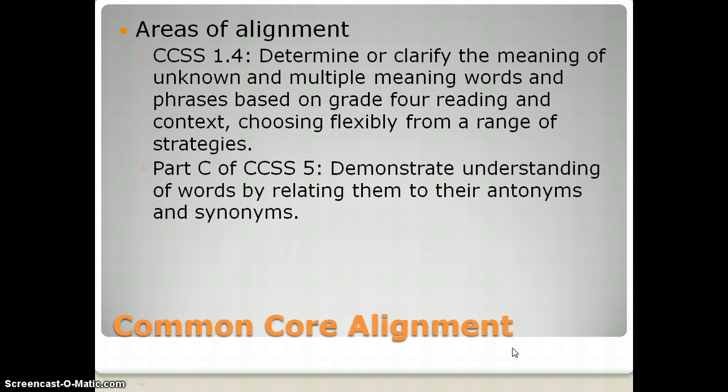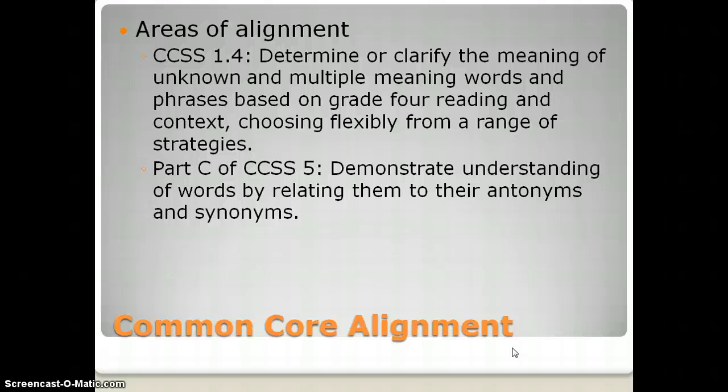Finally, I looked at how this curriculum is aligned to the new Common Core standards. And what I found was that one way that the Common Core standards are met pretty well in the program is with Common Core Standard 1.4, which is to determine or clarify the meaning of unknown and multiple meaning words and phrases based on grade 4 reading and context, choosing flexibly from a range of strategies.